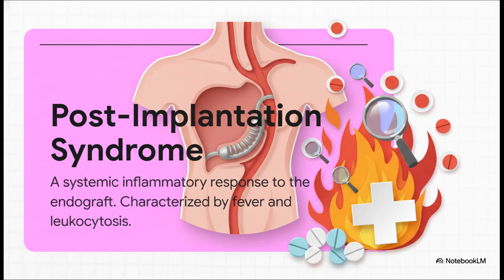Here's a kind of weird complication you'll definitely see if you do enough of these cases: post-implantation syndrome, or PIS. The patient is doing great on post-op day 1, and then on day 2, they spike a fever, their white count goes up, and their inflammatory markers are through the roof. It's thought to be this massive systemic inflammatory reaction to the graft material itself. The most important thing is to not mistake it for an infection. The treatment for PIS is just supportive care, Tylenol, fluids, and it almost always goes away on its own in a few days.